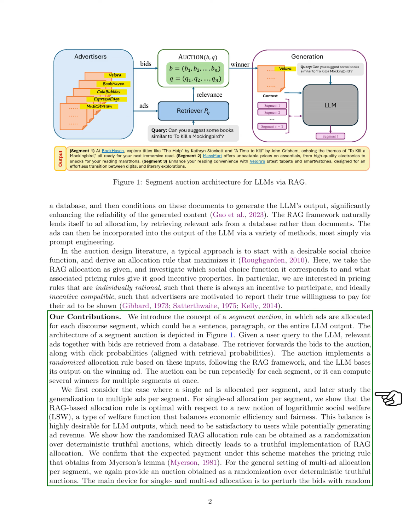For single ad allocation, we show that the RAG-based allocation rule is optimal in terms of a new logarithmic social welfare (LSW) function, balancing economic efficiency and fairness. We also demonstrate how this allocation rule can be implemented truthfully using auctions.